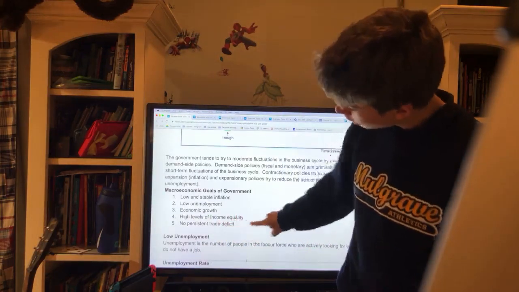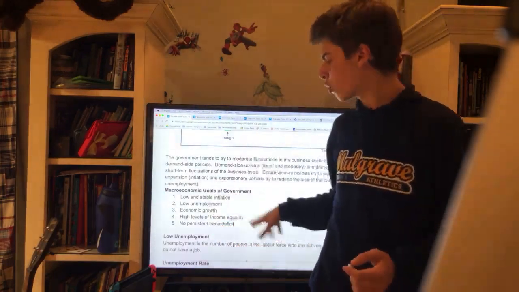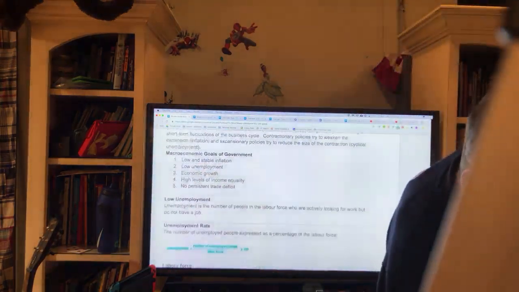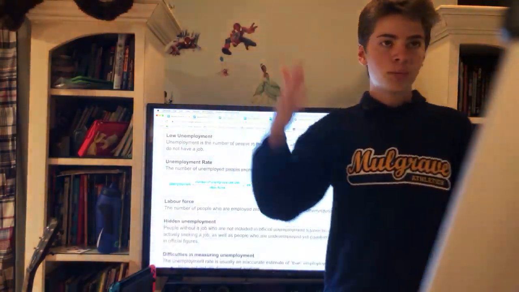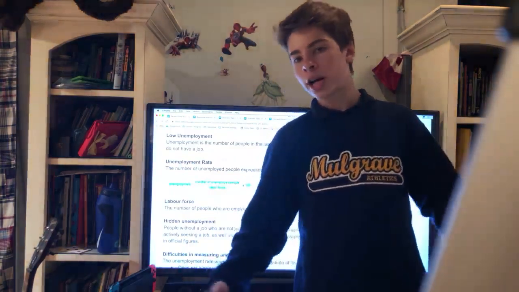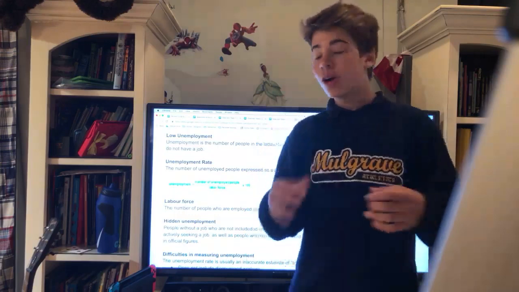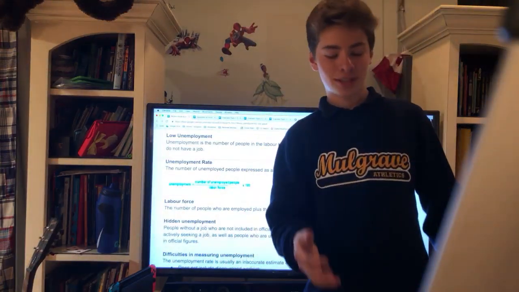So this goal right here is strongly correlated to the economic growth. So if we were to scroll down a little bit, when I say unemployment, you probably think of a guy sitting on his couch playing Fortnite instead of going outside and actually doing work. That is actually not what unemployment is. That is called hidden unemployment.